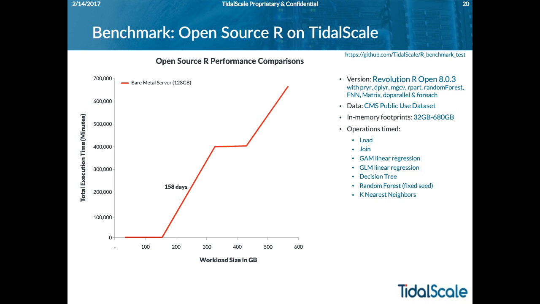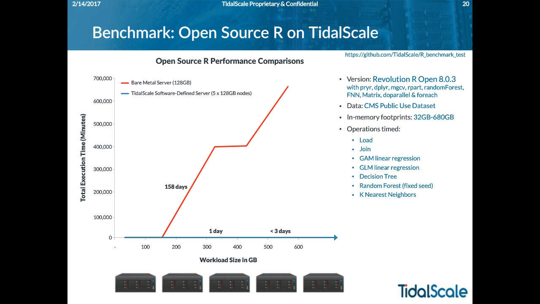So we've used in-memory footprints from 32 gigabytes to 680 gigabytes using standard 128 gig physical nodes. Obviously you can buy bigger nodes than that and use that in TidalScale, but the point was to do this comparison and show how by using these sort of cookie cutter, or I said Lego sized worker nodes, you can scale up the number of nodes, keep everything in memory.